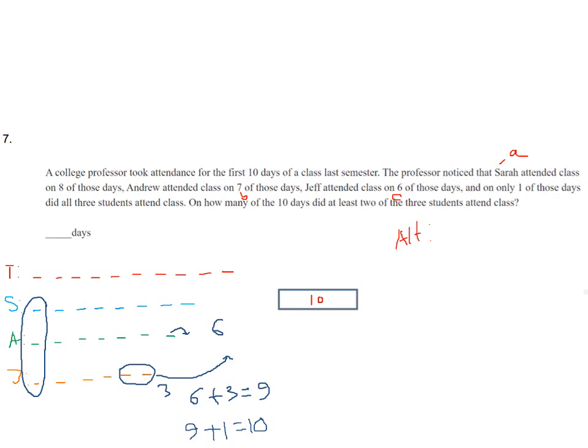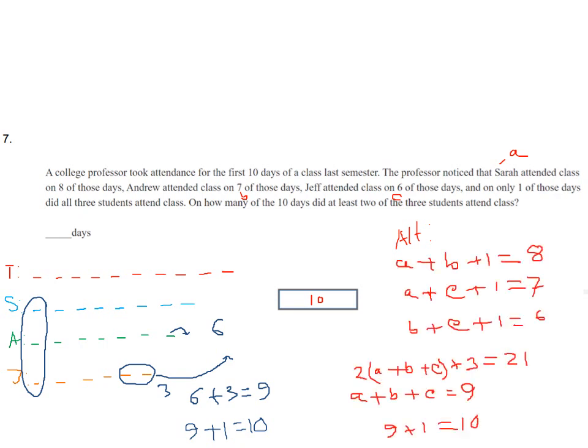We can use an alternative system, for example, a plus b plus 1, as 1 is common for all, equal to 8, that is for Sarah, and a plus c plus 1 equal to 7, that is for Andrew, and b plus c plus 1 equal to 6. Okay, now just sum these equations. We'll get a plus b plus c equal to 9, and 1 in common, that is 9 plus 1 equal to 10. So the answer will be 10 days.